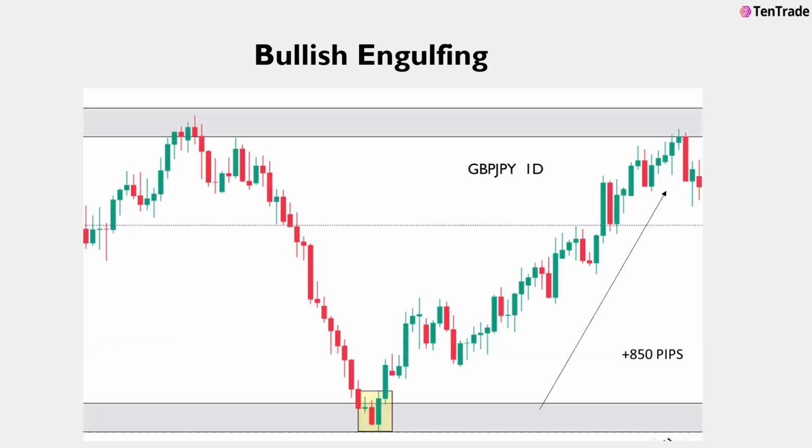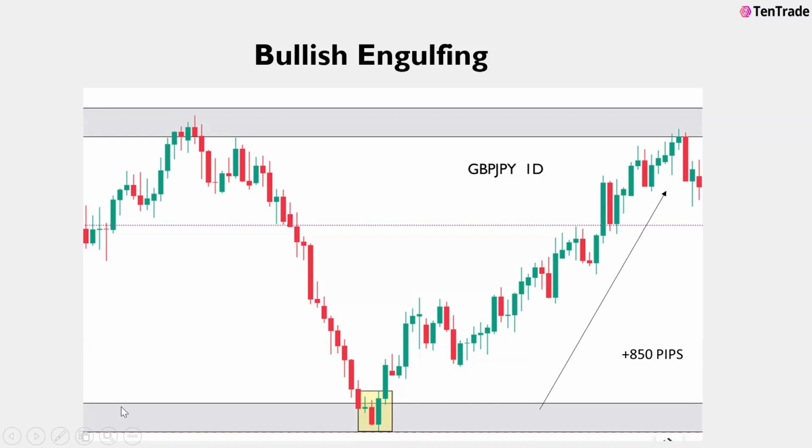So this is a bullish engulfing on the same GBP JPY daily time frame. You see where it formed. And this market did over 850 pips after this candle formed. So this is not just anyone. These are chart examples, okay? So if you have the patience to wait for this at the right zones in the markets, you're going to be able to catch serious pips with just these candles, all right?